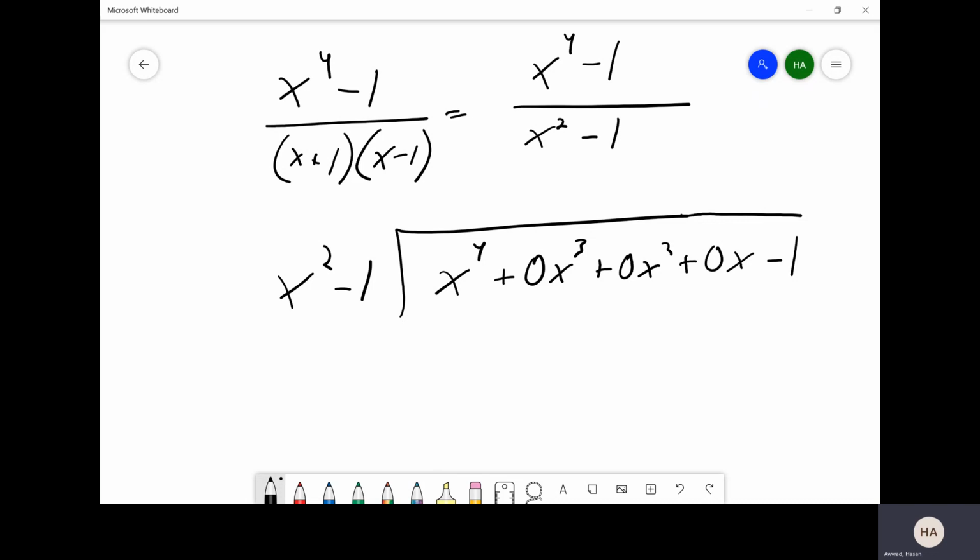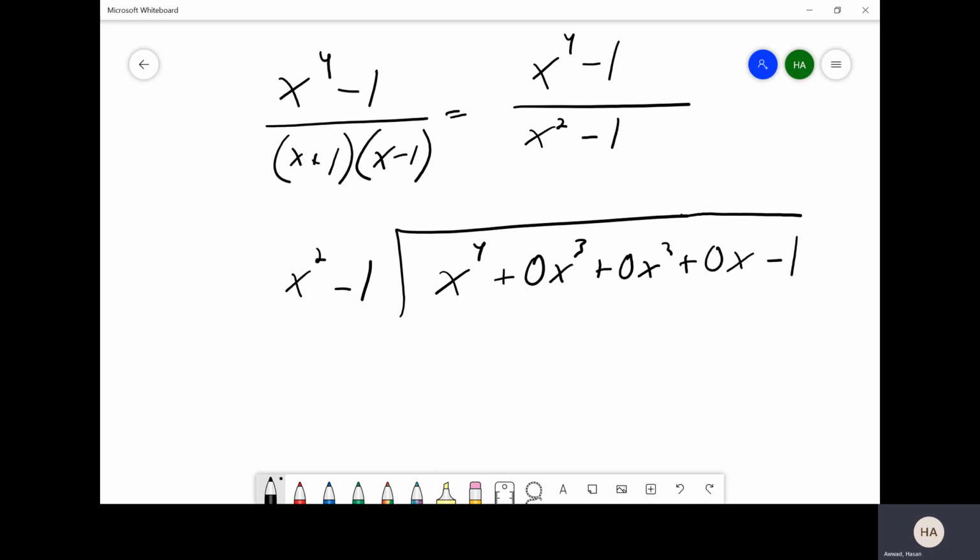At this point, I want to stop and say, if you're okay with making sure that you're subtracting from the correct columns, then you do not need a placeholder in your divisor. But if you want, you can absolutely rewrite x squared minus 1 as x squared plus 0x minus 1, and that'll help you keep track of the columns that you're subtracting from, so you won't be making any mistakes. But as long as you are okay with subtracting from the correct columns, you should be fine with just leaving it as x squared minus 1.